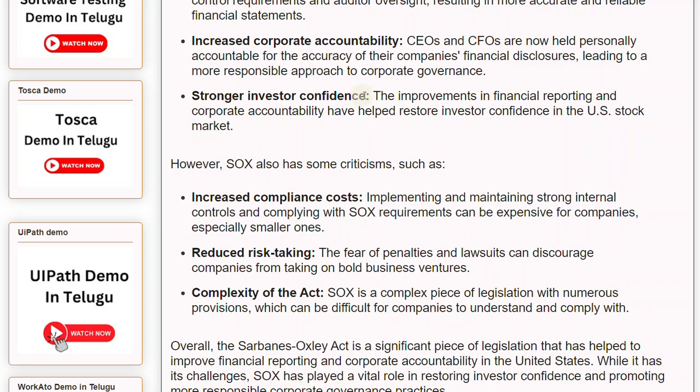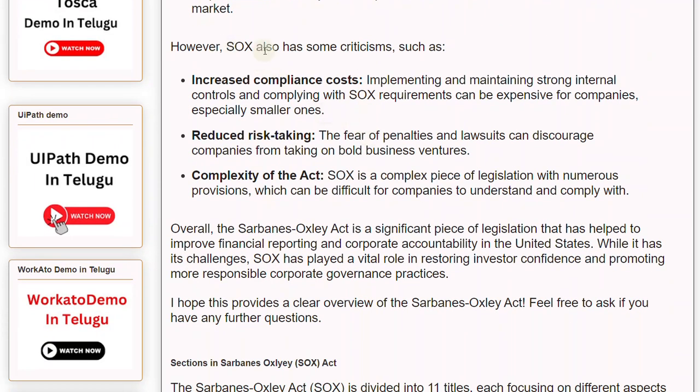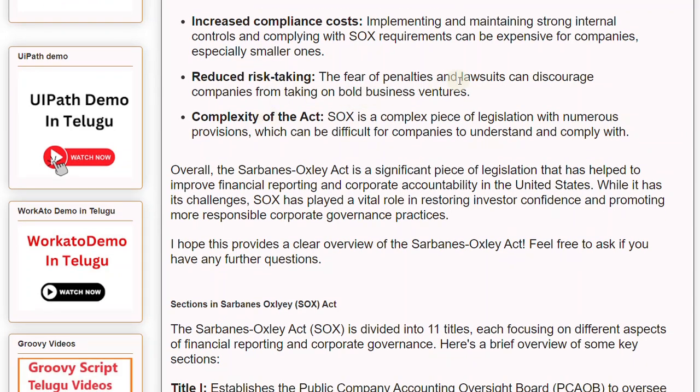Stronger investor confidence. The improvements in financial reporting and corporate accountability have helped restore investor confidence in the US stock market. However, SOX also has some criticisms, such as increased compliance costs. Implementing and maintaining strong internal controls and complying with SOX requirements can be expensive for companies, especially smaller ones. Reduced risk-taking. The fear of penalties and lawsuits can discourage companies from taking on bold business ventures.